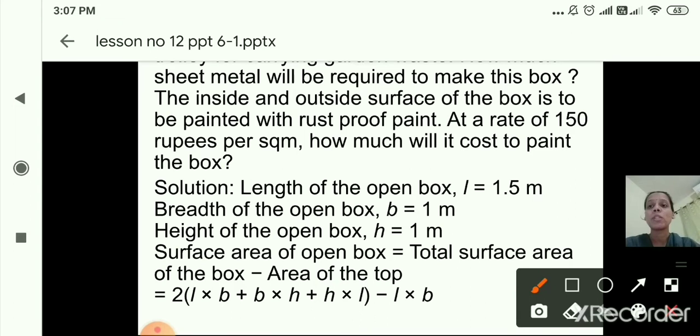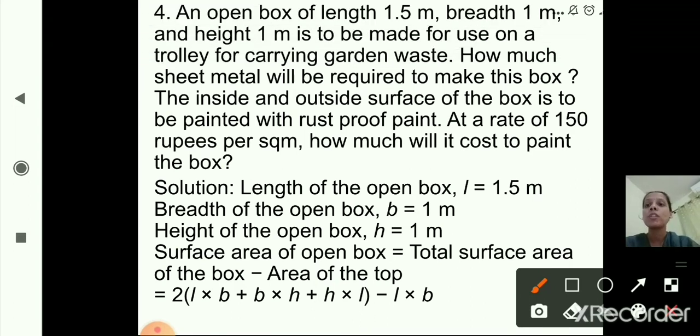Okay. Now see the question. How much sheet metal will be required to make this box? The inside and outside surface of the box is to be painted. Now how much metal sheet will be required? That just now we have got. Okay. Now the next part is the inside and outside surface of the box is to be painted with rust proof paint.